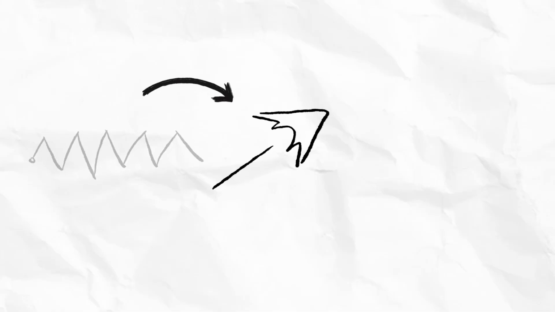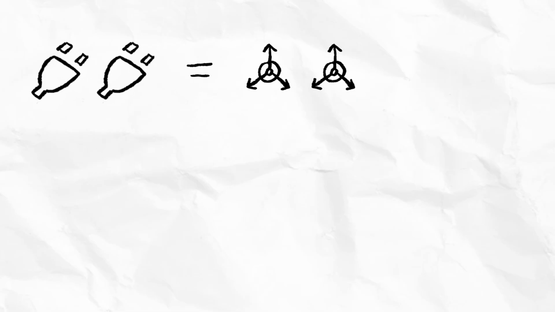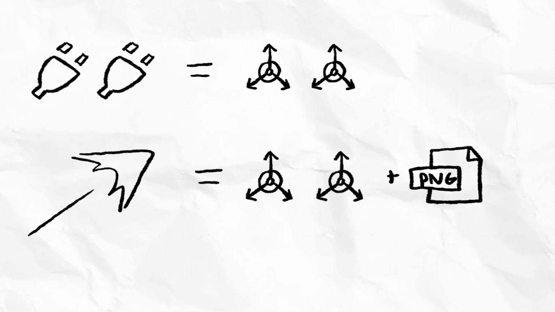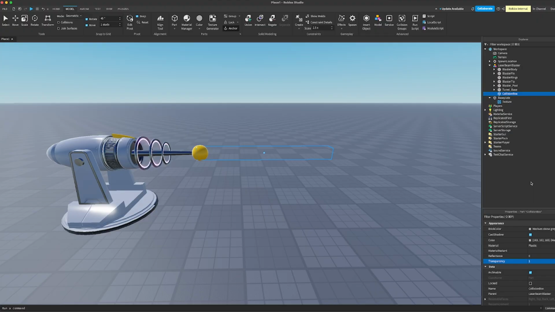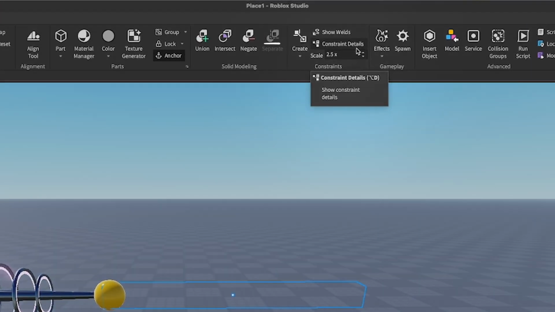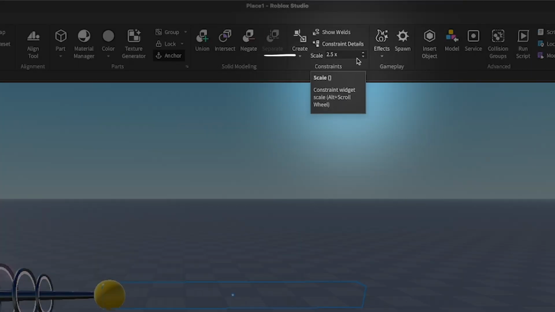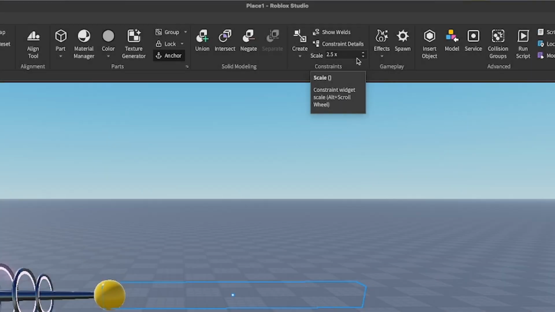To make a laser, we need to use a beam object, but in order to use a beam object, we need 2 attachments. Attachments define points and orientation between certain things, and since beams operate by rendering a texture between attachments, if you don't have attachments for the beam to reference, it won't work. To set up your 2 attachments, in the Model tab, make sure Constraint Detail is selected, and set it to 2.5. This will make the attachments easier to see.